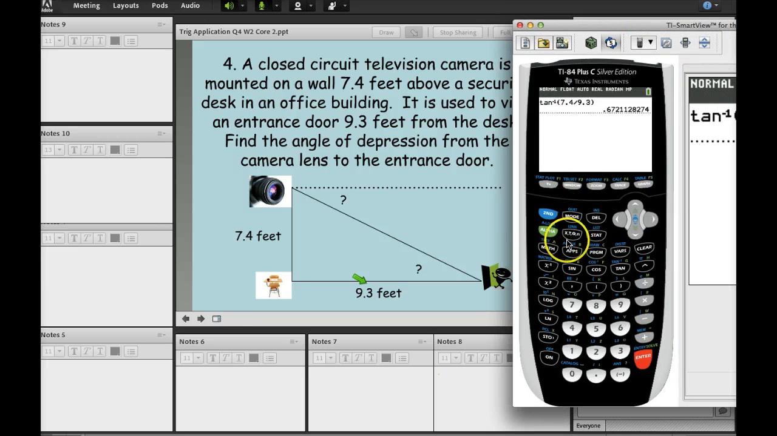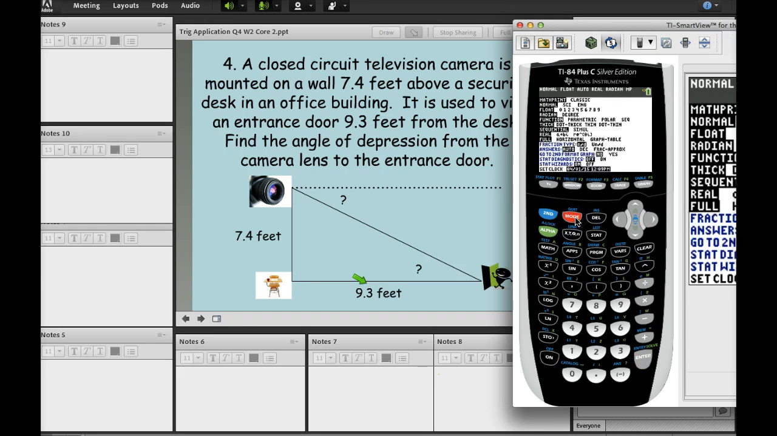Doesn't make sense. So what you have to do, and I should have said this first, go to your mode, and you see down here where it says radian, you want this in degrees, okay? So you would go down here, go over to degree, and then hit enter. Make sense? Now let's try it again.